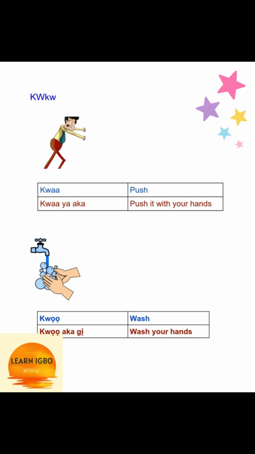Second example, kwa, wash. Used in a sentence: Kwọọ aka gị. Wash your hands. Kwee, kwaa, kwee, kwọọ. Daalụnụ. Thank you.